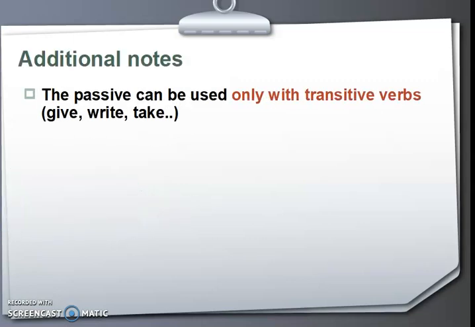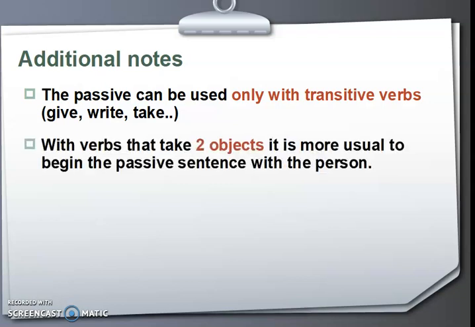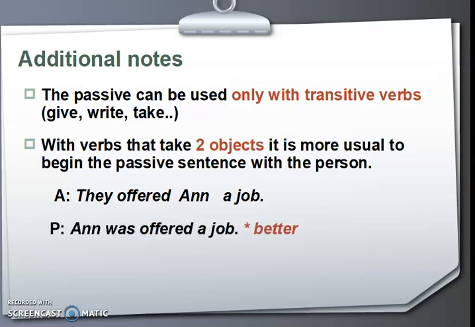Additional notes. The passive can be used only with transitive verbs: give, write, take. Okay? With those verbs which use objects, definitely. And with verbs that take two objects, it's more usual to begin the passive sentence with a person. For example, this is an active sentence. They offered Anne a job. They, subject, offered, it's a predicate or verb, Anne, an object, a job is also an object. So with the passive structure we say Anne was offered a job.